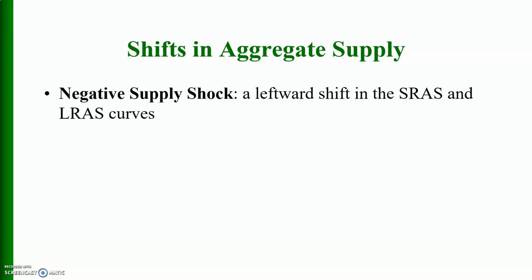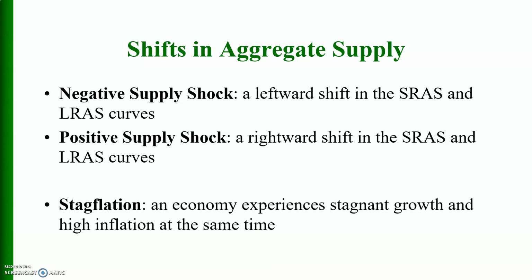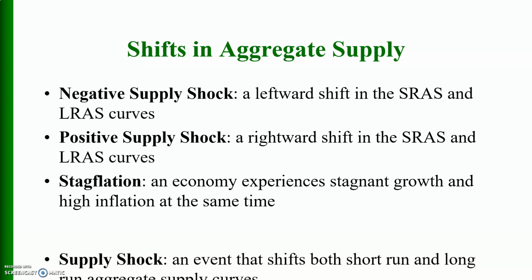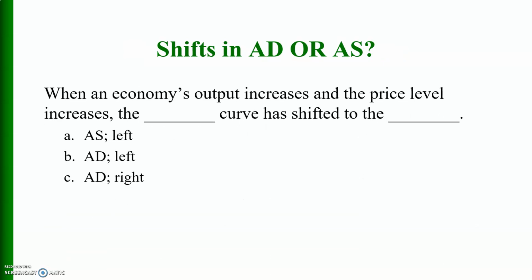Shifts in the aggregate supply curve. Negative supply shock, a leftward shift in the short-run aggregate supply and long-run aggregate supply curves. Positive supply shocks, a rightward shift in the short-run aggregate supply and long-run aggregate supply curves. Stagflation is an economy which experiences stagnant growth and high inflation at the same time. Supply shock is an event that shifts both short-run and long-run aggregate supply curves.